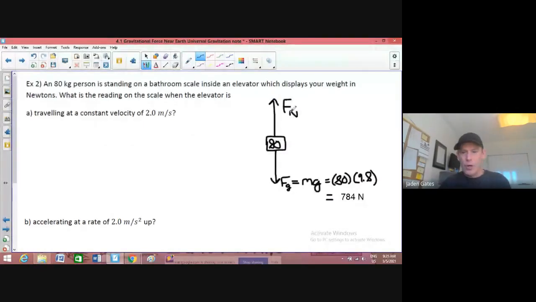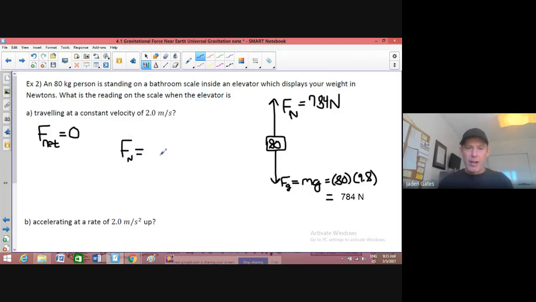Our normal force would also be equal to 784 newtons because you're just standing there and your net force is equal to 0. And so your bathroom scale tells us this force, only it displays it in pounds. If you're traveling at a constant velocity, Newton's first law, which means you're not changing your speed at all, it means your net force is equal to 0.